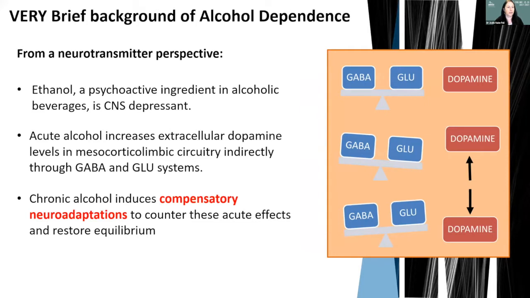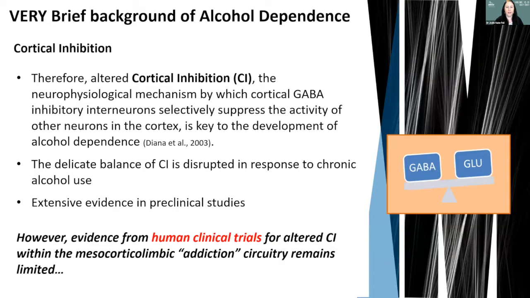Acute ethanol increases extracellular dopamine levels in the mesocorticolimbic circuitry indirectly through GABA and glutamate systems, while chronic alcohol actually induces a compensatory neuroadaptation to counter the acute effects of ethanol. Therefore, the delicate neurotransmitter balance required for adequate cortical inhibition, which is the neurophysiological mechanism by which GABA suppresses neuronal activity, is disrupted following chronic alcohol exposure.